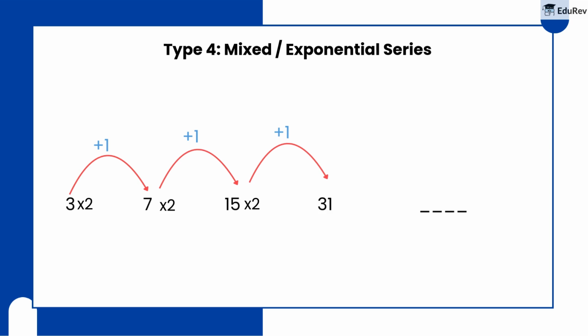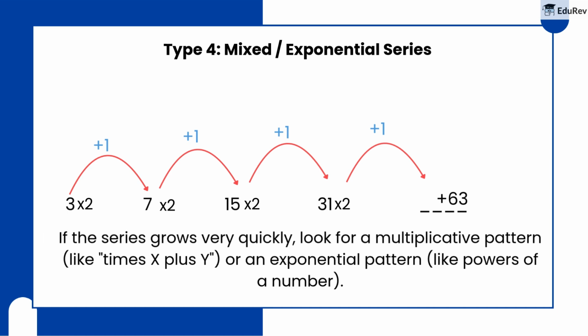Let's apply it one more time. 31 multiplied by 2 plus 1 equals 62 plus 1, which equals 63. Both methods lead to 63, which is option A. The principle here is, if the series grows very quickly, look for a multiplicative pattern, like times x plus y, or an exponential pattern, like powers of a number.